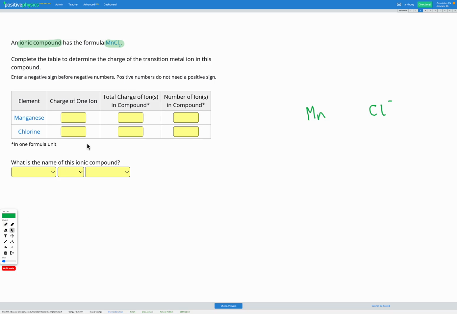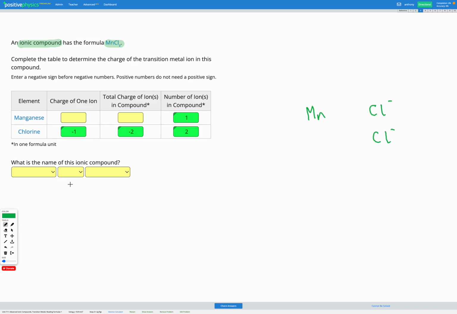So let's start to fill out our table. Chlorine has a charge of -1. Manganese, we don't know the charge yet. However, we are given the formula, so we know how many ions we have in our compound. We have 1 manganese ion, and we have 2 chlorine ions. So we can use this to figure out the total charge of our chlorine ions in our compound, because we know we've got 2 of them. So we can draw this out over here as well. We've got 2 chlorine ions, and they have a total charge of -2, because 2 times -1 is -2.